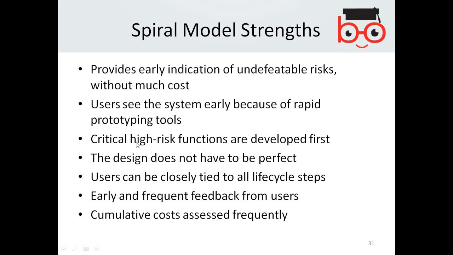So critical high risk functions are developed first. In addition to the definitions of this spiral model, every time you check the risk, which part of the project is more risky, and you need to develop that first. So at every iteration you check the risk. The design does not have to be perfect. Users can be closely tied to all life cycle steps. Early and frequent feedback from users can be given. Cumulative cost is assessed frequently, so in this way you can assess the cost of the total project very frequently.